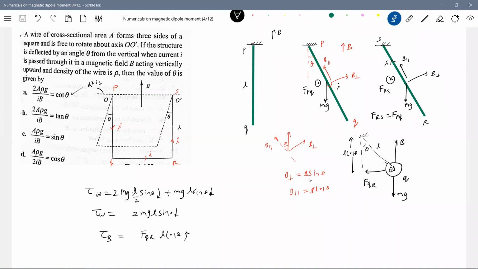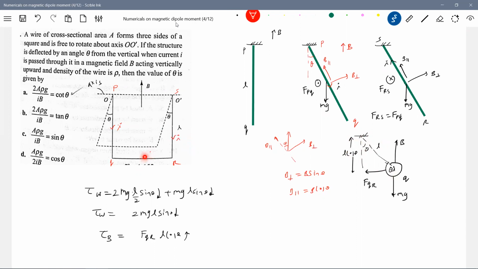Both are in the same sense, no? Both are in the same sense, I think. I think the direction of current I should assume in the opposite way. Yeah, let me check it. So this is mg, torque will be like this, clockwise. This torque also clockwise. We should get anti-clockwise. No, I should change the direction of current. You didn't mention anything, very random question. Okay, we'll change the direction of current.